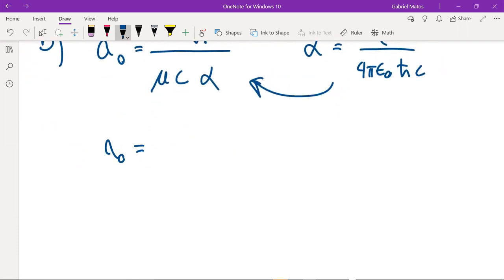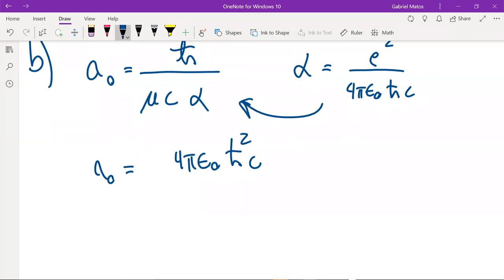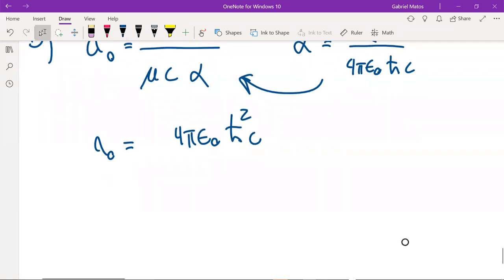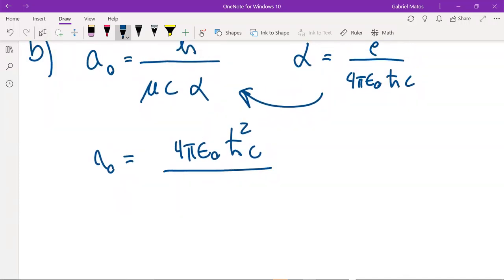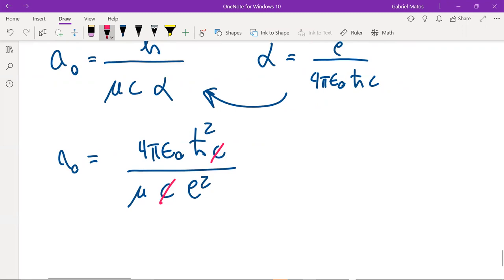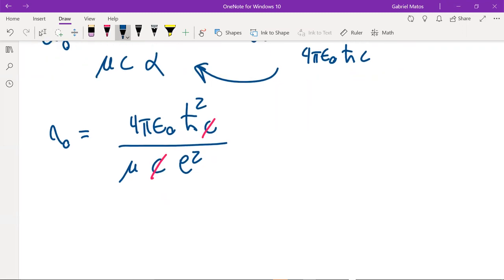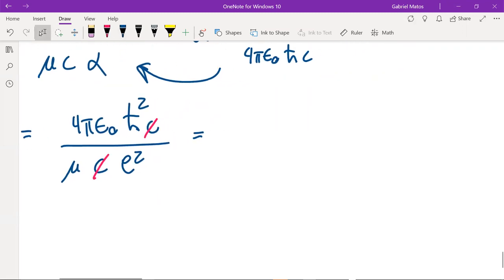We'll find that a naught equals, so we plug in, 4 pi epsilon naught, h bar c. We've got an h bar squared, because we got an h bar on the bottom, it moves up on top. We also got a c in the bottom, which moves up on top, along with the 4 pi. And then we're going to get mu c, and then e squared. We can do some canceling out, which is very nice, to cancel these c's. And we eventually arrive at the Bohr radius that we're dealing with here: 4 pi epsilon naught, h bar squared over mu e squared.